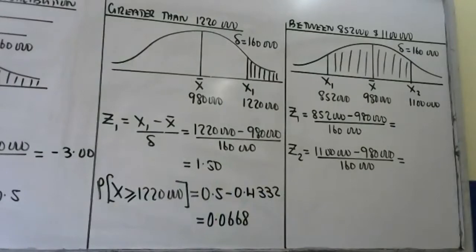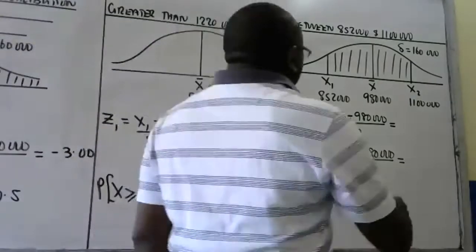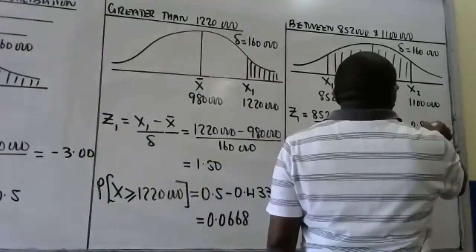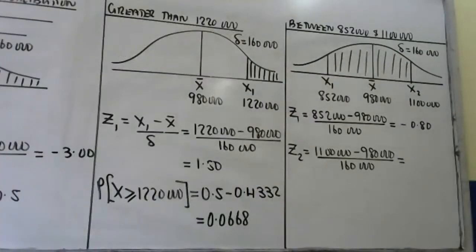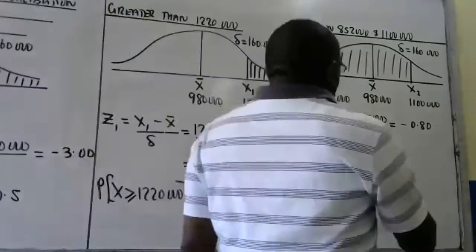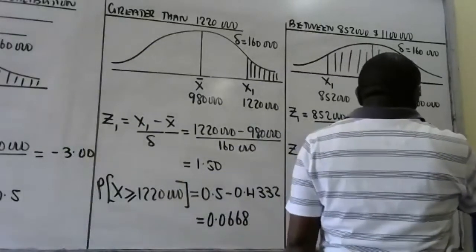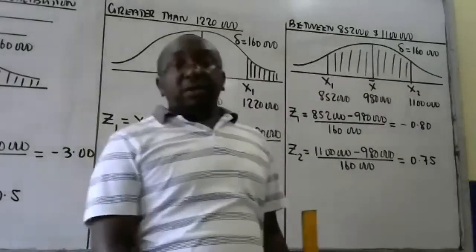So now this will be 852 minus 980 divide by 160 is minus 0.80. Then 1100 minus 980 divide by 160, 0.75.